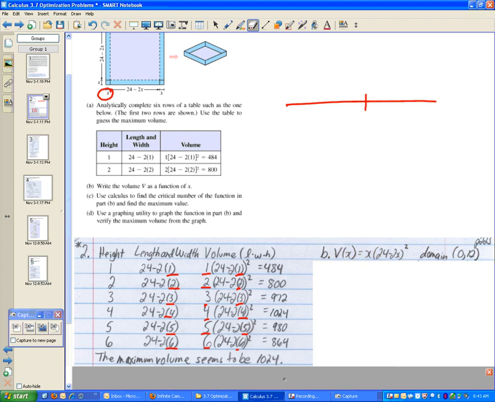Yes. Yep, we sure can. And we'll probably run into one of those. All right, so there's our function that we're going to maximize, and we know what the domain of it is. Part C says, use calculus, so that's very specific, to find the critical number of the function in part B that we just wrote, and find the maximum value.